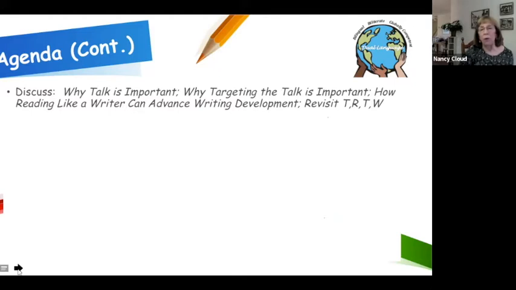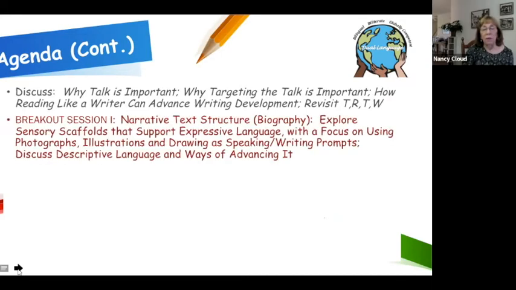And then before we go to the first breakout room, I'll briefly revisit the talk, read, talk, write protocol and strategies of Nancy Motley, because we'll be sharing those again with you. And in the first breakout session, we'll be doing so with a biography, a picture book biography, specifically selected for your grade levels to show how we can use sensory scaffolds, which are photographs, illustration, and drawing, as speaking and writing prompts, how we can promote descriptive language and help advance kids' language length and complexity. So that's what we'll be doing in breakout 1.